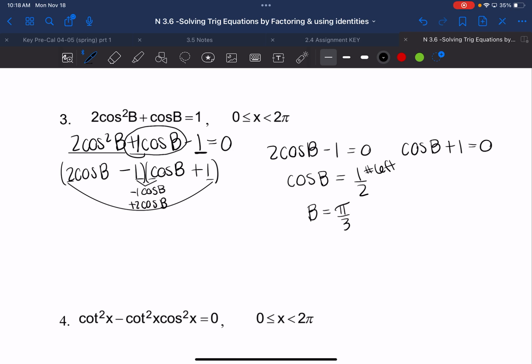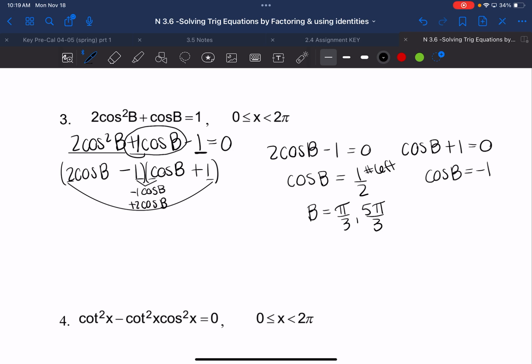What other quadrant is cosine positive in? 4. So what would be equivalent to pi thirds or a multiple of pi thirds in quadrant 4? We said a second ago that in quadrant 3 it was 4 pi thirds, right? So this would be 5 pi thirds. Good. Okay? All right, for that second equation, what do I need to do to solve? Subtract 1. So I have cosine of b equals negative 1.